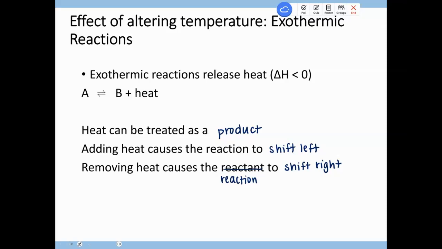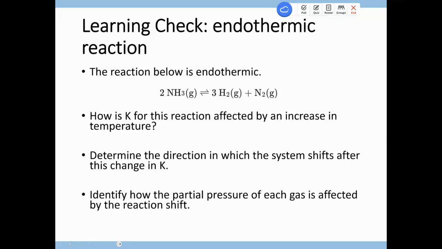Okay, so let's go to this next slide. We have an endothermic reaction. So that tells us this reaction requires energy, absorbs energy overall. First question, how is K for the reaction affected by an increase in temperature? Does K increase or decrease or stay the same? Then what direction will the system shift after this change in K? And then how will the partial pressures of each gas in the reaction be affected by that shift? So I'll give you all a few minutes to work on this. I'll go back in case you were still writing.